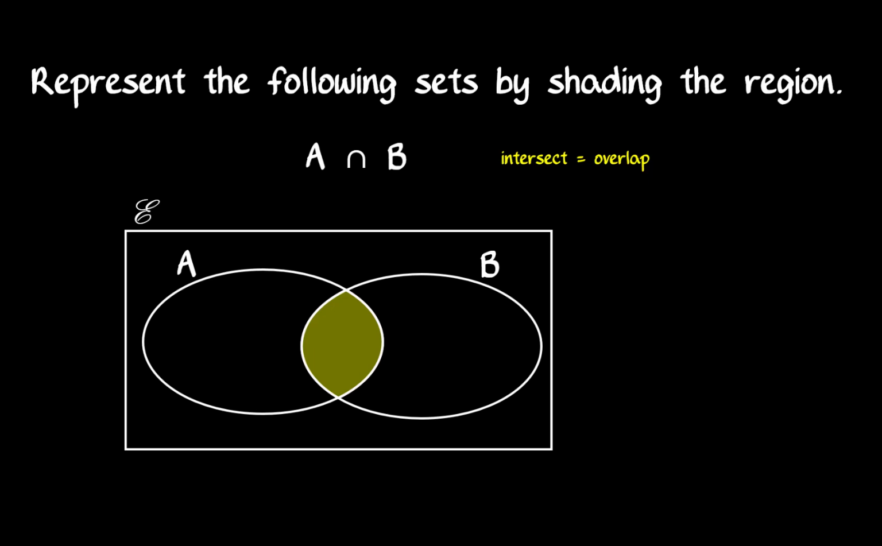Okay, so this next one, A union B, is not looking for an overlap. It's just asking us to identify all the regions that are contained in A or B or both. So let's dot A. We start by dotting A. Those regions are contained in A. And then let's dot the regions that are contained in B.